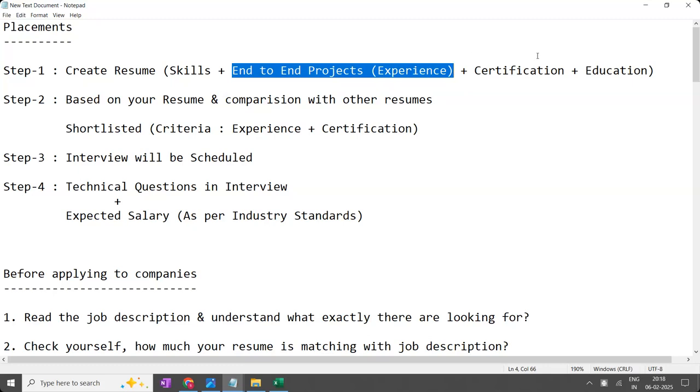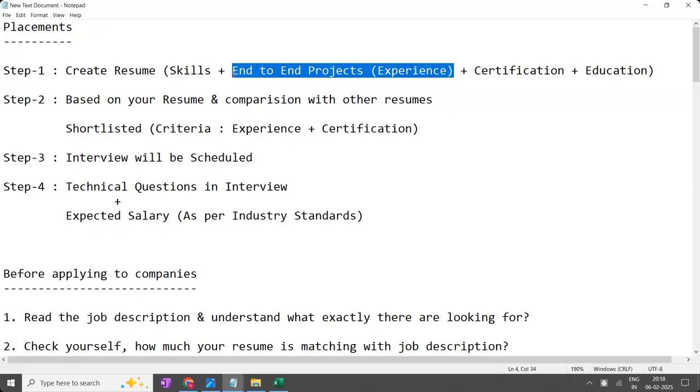Right? So when you have done multiple end-to-end projects, you have a good amount of experience with you. Sir, how many projects are we going to do? In the class, I'm going to do 4 to 5 projects. Apart from that, you are going to do an additional 3 projects. So in total, 8 different projects you are going to do. Some projects you are going to keep in your resume.